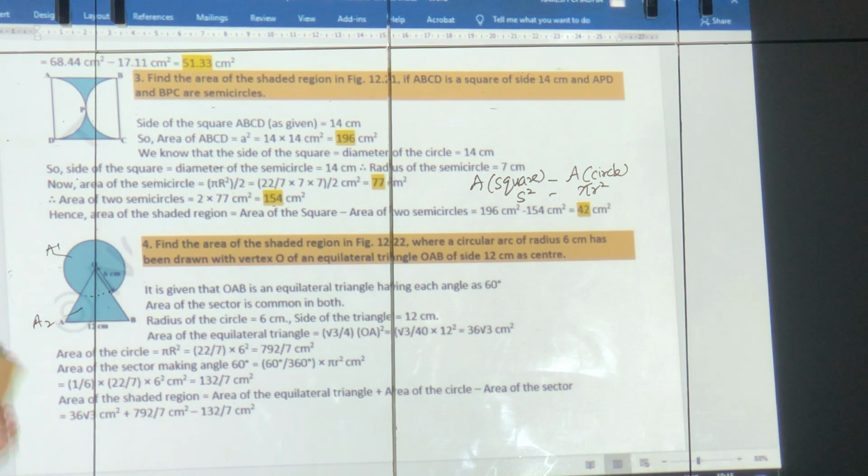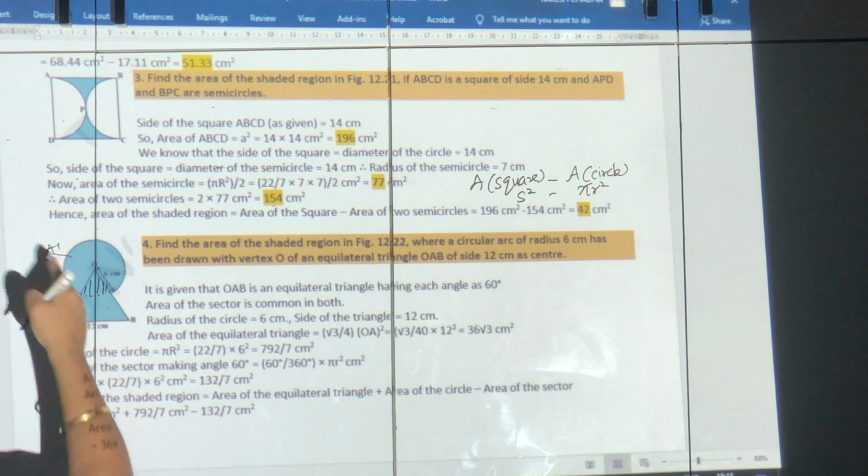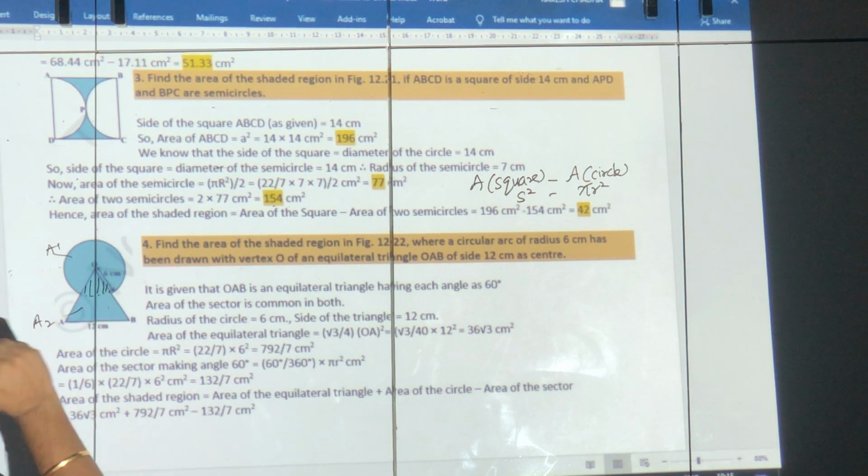Part of the circle, part of the triangle. That is foolish, my friends. Be very careful. Please remember, my friend, you have to cut this sector out once. Either it is of the circle or the triangle, it can only come once. So that is why we minus the sector from the circle.